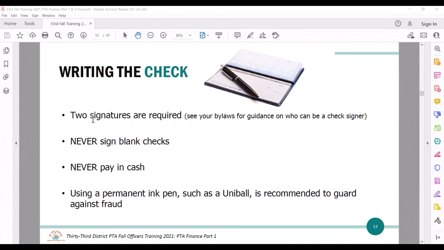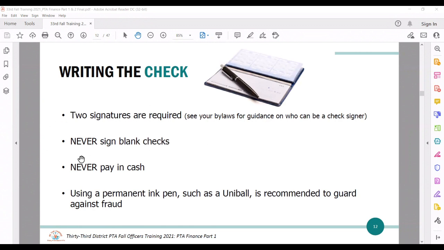When you write the check, you need to have 2 signatures. Usually you check your bylaws to see who can be a check signer. You should never sign a blank check. I know that people are busy and working, sometimes you're going to have an expense, but you don't know exactly what it is. So you are tempted to have somebody sign a check so that you can just pay the bill, but it should never be signed blank because you don't know what is going to actually be written on that check.